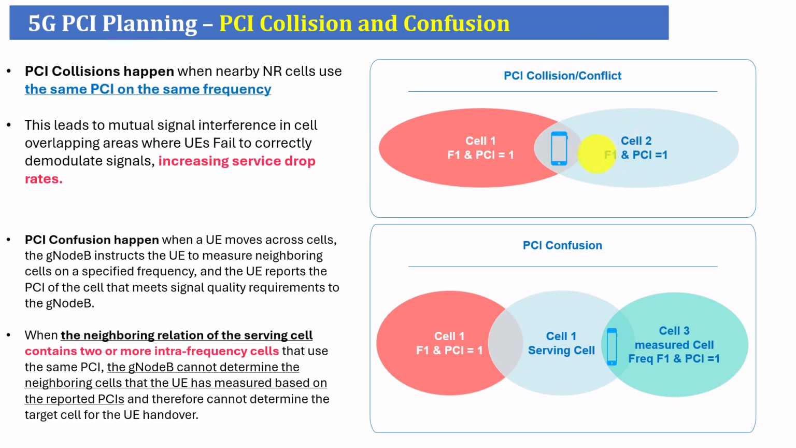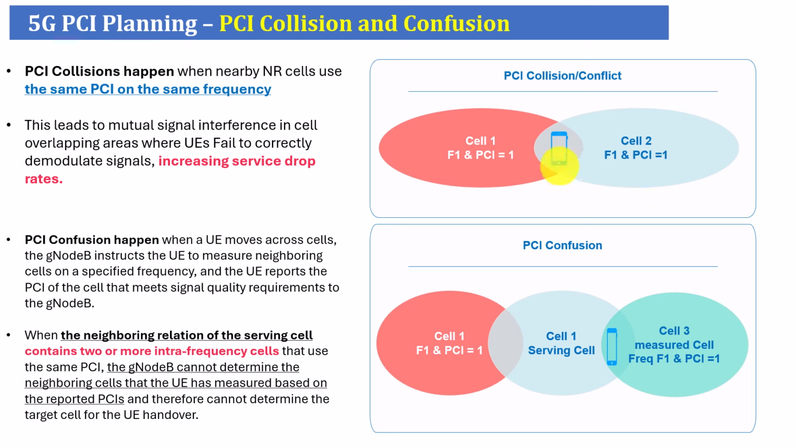Okay, the last part here is one of the very basics, I think. We need to quickly cover it. It's about the types of PCI conflict, of which there are two: PCI collision and confusion. As you can see in the figure at the top right, this covers the PCI collision, where we have cell 1 and cell 2, both operating on the same frequency, and for example both using PCI 1. So the user will have a conflict.